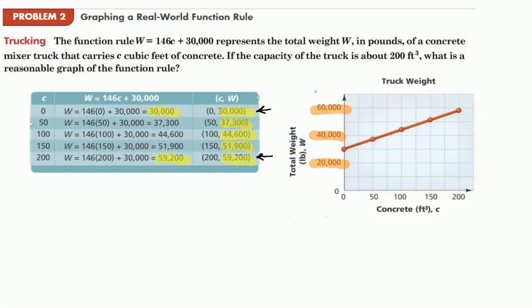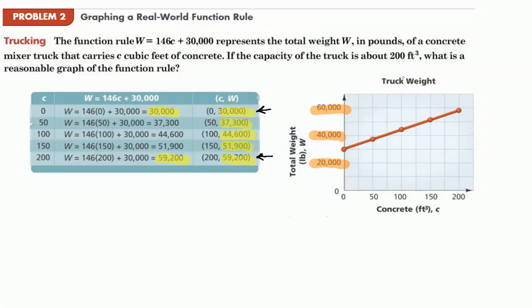So that would be a reasonable range. And now we can plot this and see what's going on. As you can see, once we plot the values of 0 and 30,000 right here, and then the next one 50 and 37,300 and so forth, all the way to a last point of 200 and 59,200, you notice that we have a nice linear equation.